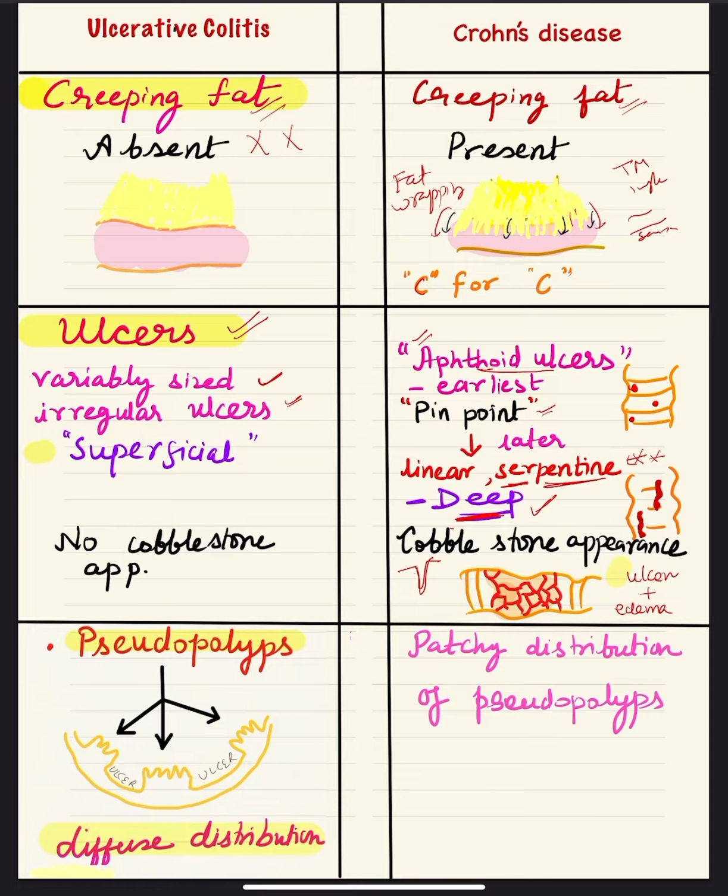So the ulcers in Crohn's disease are deep. You remember this point, while the ulcers in ulcerative colitis are just superficial. Next important point is cobblestone appearance. So when there is deep ulceration in Crohn's disease, the spared mucosa in between these ulcerated regions gets edematous. Because of that, there is a cobblestone appearance, while cobblestone appearance is not seen in ulcerative colitis.